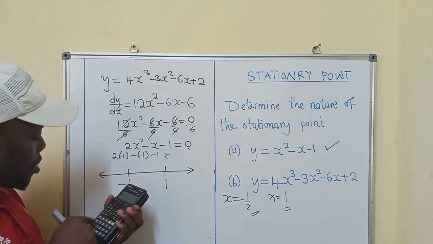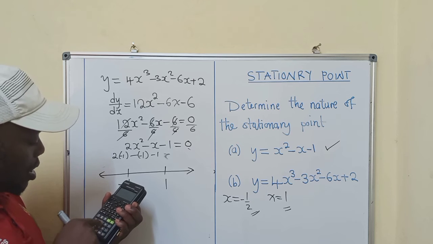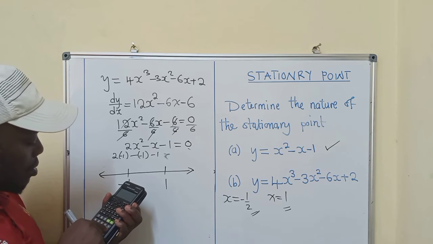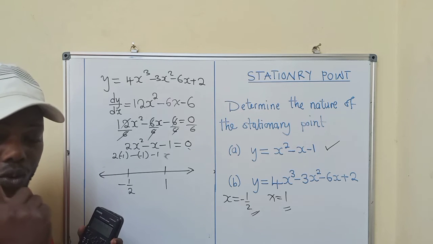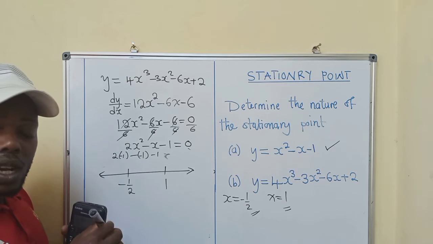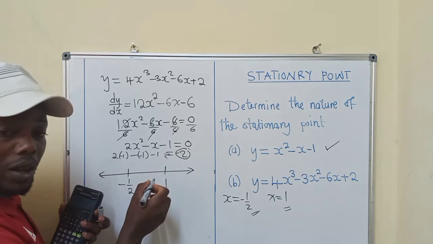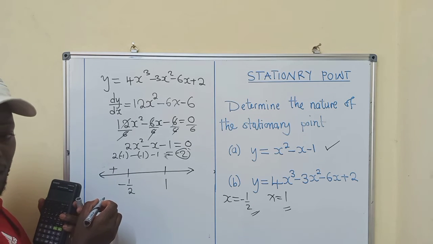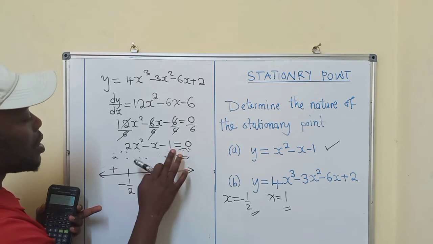So I have 2, -1 there, squared, minus -1 there, minus 1. I'm getting a 2. So is a 2 a positive or negative number? If it's positive, I'll write plus here. Is it? Okay, we move to the next.